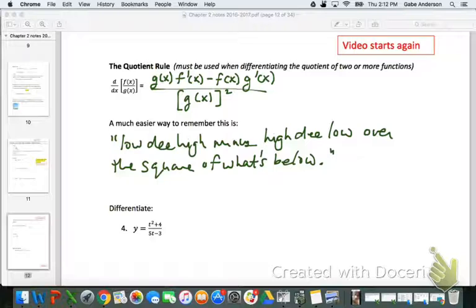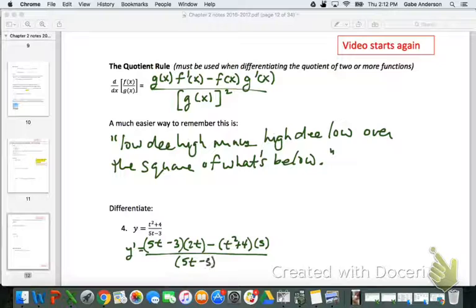Number 4. So I'm going to write this, y prime equals. This is ready to go as it is. We're going to go low. So the low function is 5t minus 3. It's the one that's down low in the fraction. So low, d high. Well, that would just be the derivative of the higher function, so the one in the numerator. So d high would be, in this case, 2t. So low d high minus high, that's just the numerator. D low, the derivative of the denominator, would just be 5 over the square of what's below. So it would be 5t minus 3 quantity squared.